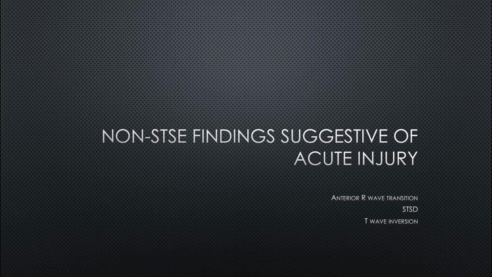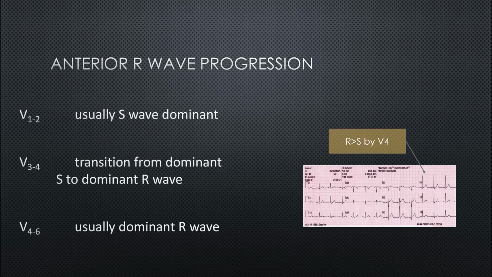So this brings us to the second part of this, and we start to look at the signs that are associated with the non-STEMI or the ACS spectrum. So we're going to look at anterior R wave transition, ST segment depression, and alterations to the T wave. Alterations in the direction of current flow during depolarization of the anterior aspects of the heart can alter the QRS vector in the chest leads.